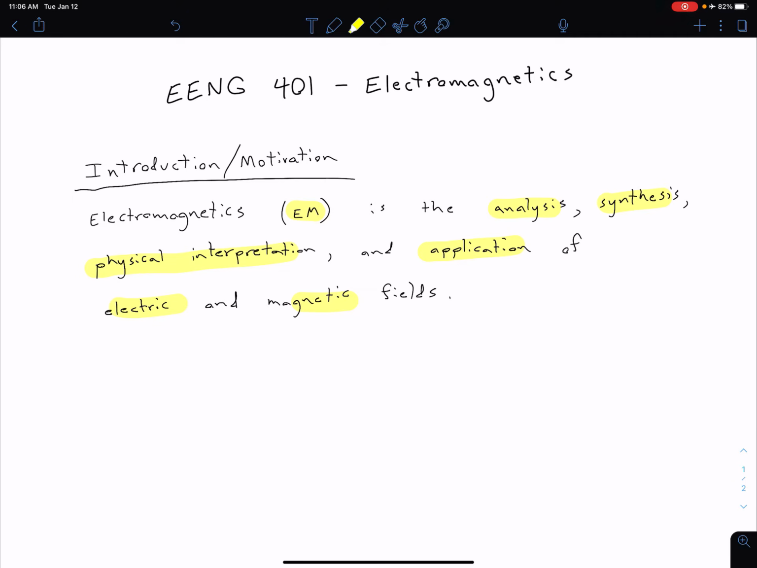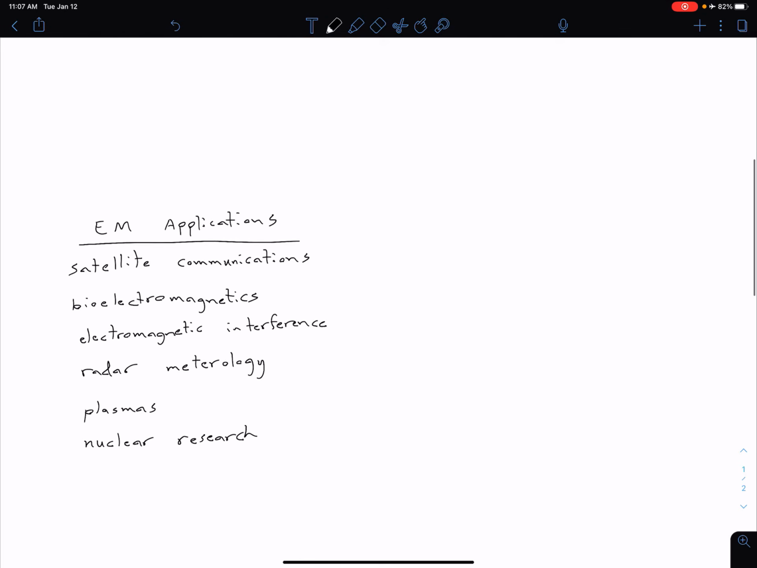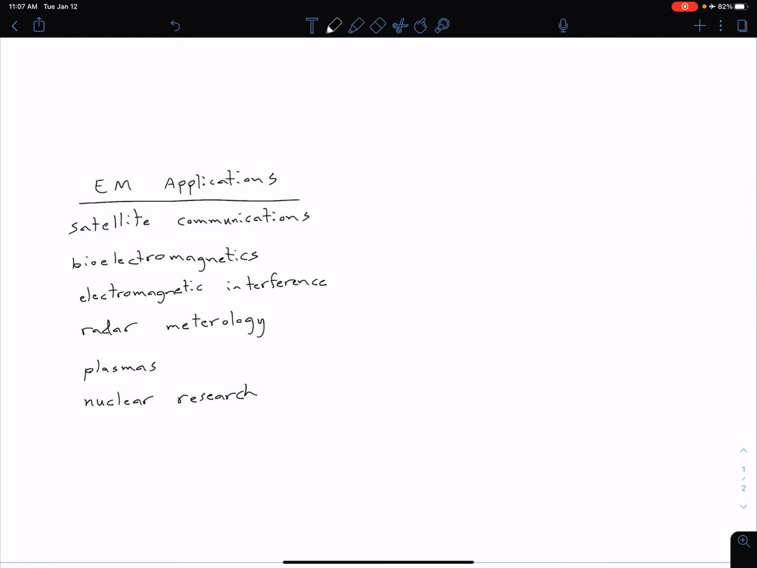Just to give us a better idea as opposed to this vague general definition, let's look at some common applications of electromagnetics. So we see electromagnetics used in satellite communication, bioelectromagnetics, electromagnetic interference, which we've looked at a little bit in a previous class, but of course you could get into a lot more detail as far as what's going on and how to prevent it, radar meteorology, plasmas, and nuclear research. So again, a vast range of different areas.